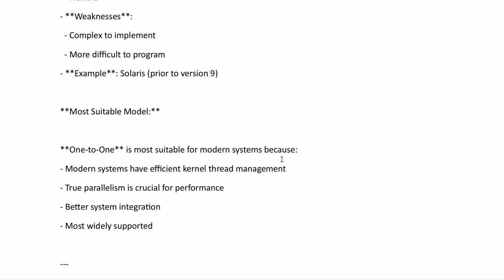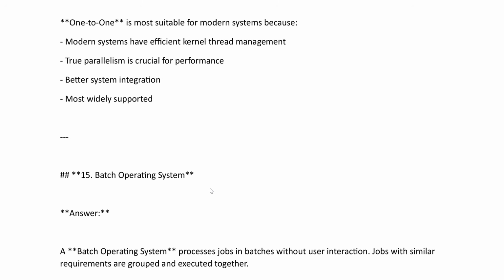One-to-one model is most suitable for modern systems because modern systems have efficient kernel thread management. True parallelism is crucial for performance, it gives better system integration, and it is also widely supported.